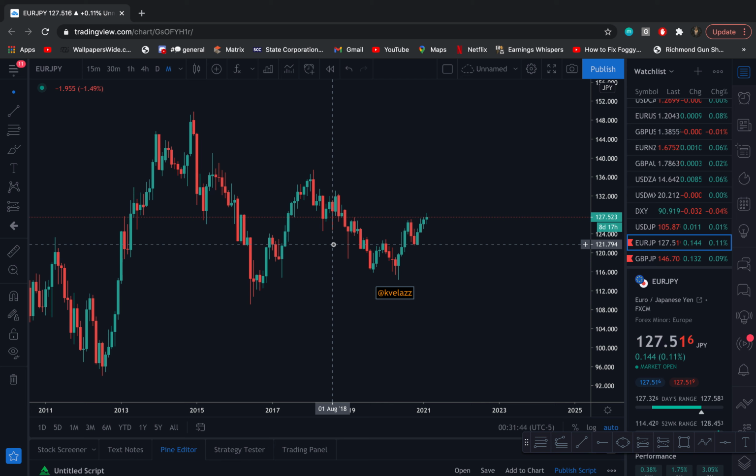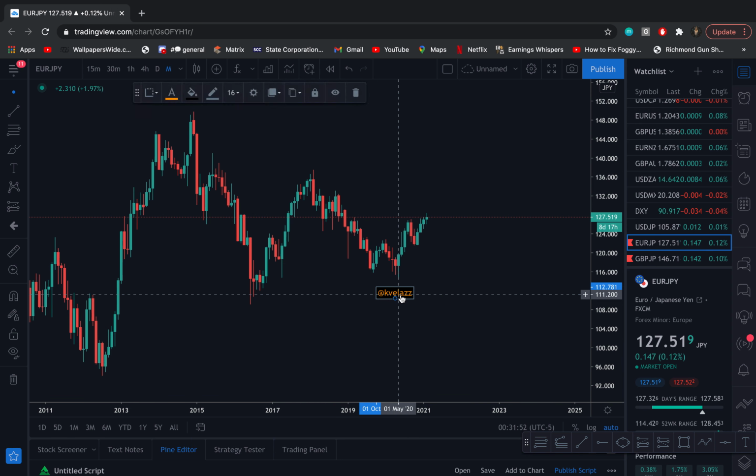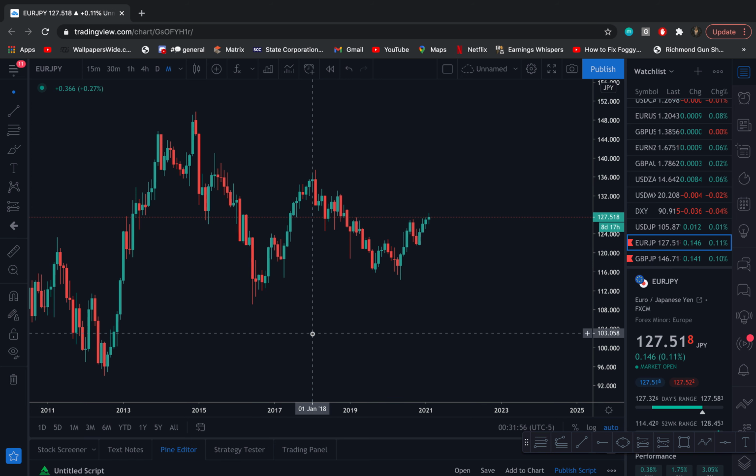I'm trying to hop in a trade, basically, right? So overall, we start off on the monthly time frame. Let me delete that. So we start off on a monthly time frame.